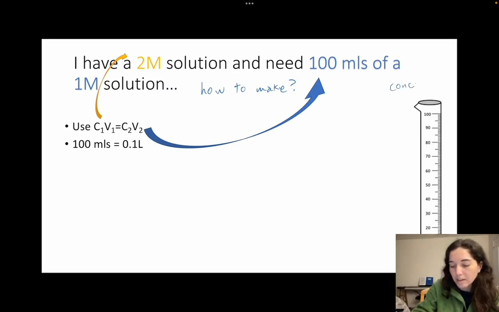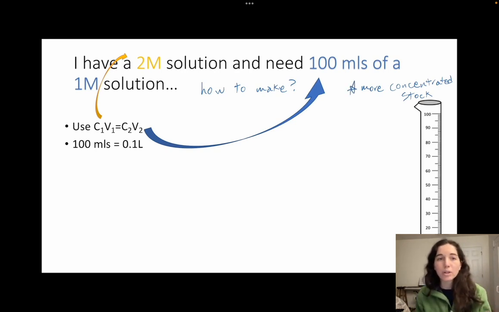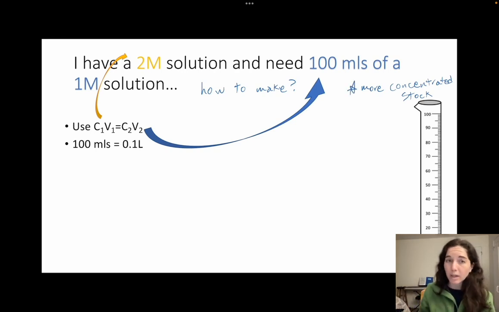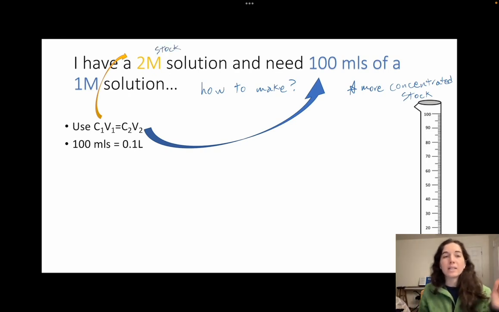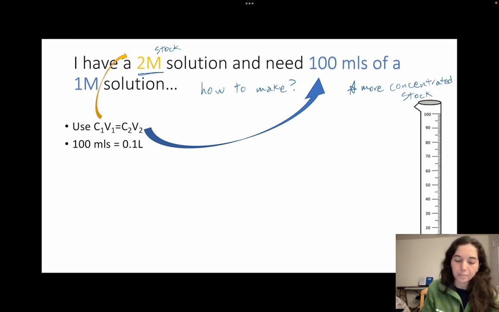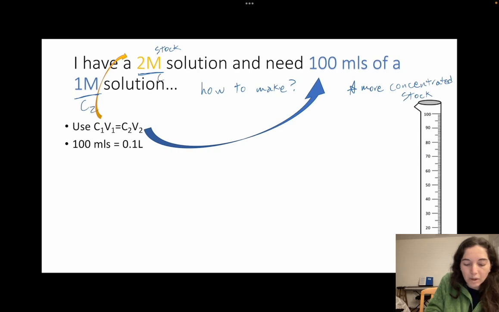So remember that our concentrated one is always the stock. So you may want to write that down because you'll need to know that. So if you've got a 2 molar solution or a 1 molar solution, the one that's more concentrated is the stock. So in this case, this is the stock. So this is going to be our C1 for concentration. This is C2 for concentration 2.